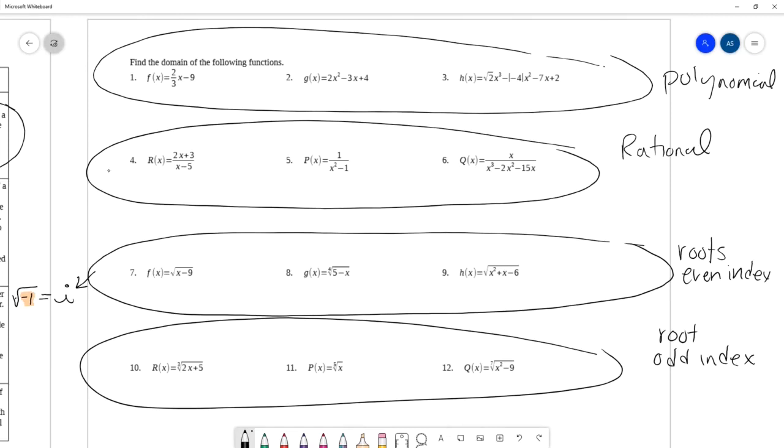So all of these, 1, 2, and 3, will have a domain of all real numbers. All of these, 10, 11, 12, have a domain of all real numbers. Remember, we said polynomials have no restrictions, and roots with an odd index have no restrictions. But rational functions have restrictions, and roots with even index have restrictions. So I'm just going to take one of these. Let's take this one because it looks the most complicated.